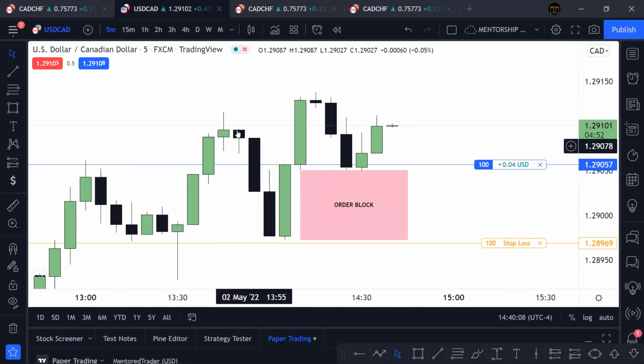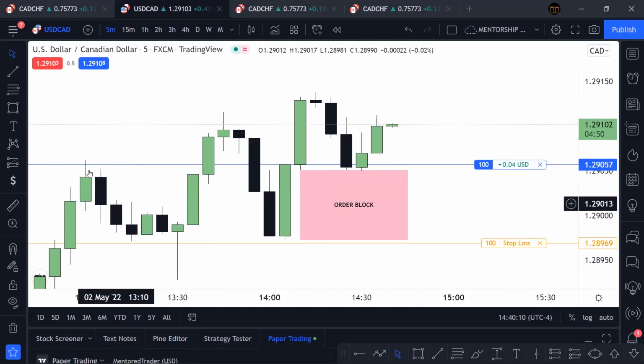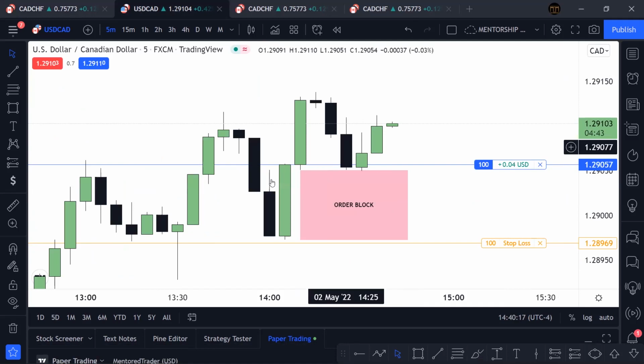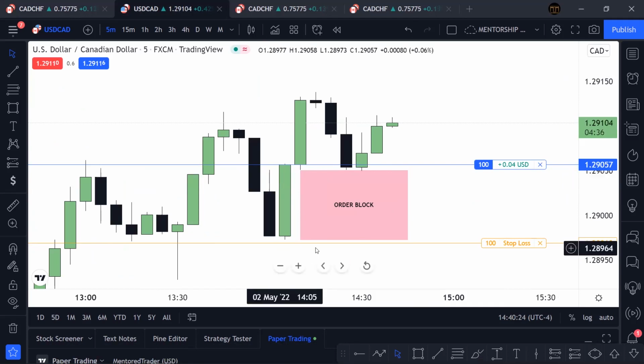So not these candles. The last candle in a series of 5 candles, 10 candles, that will not be an order block. And I think you see how price is trading away from this area. Fine, in the future it will come back. But my stop loss, I don't want to see my stop loss hit.